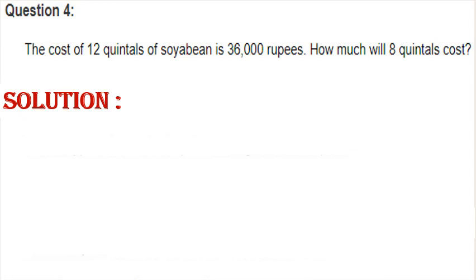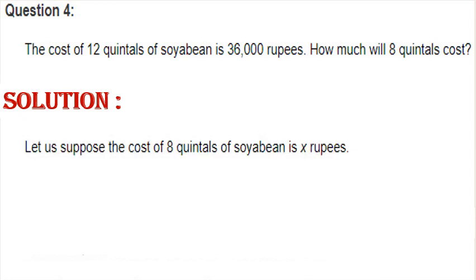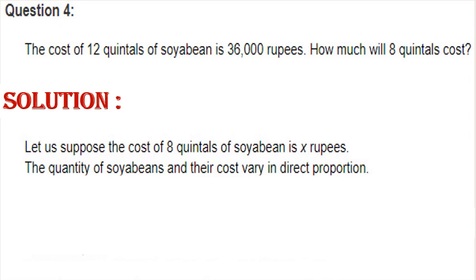If the quantity of soya bean in quintals increases, the cost will increase. If the quintals decrease, the cost will decrease. So they are directly related. So let us suppose the cost of 8 quintals of soya bean be X rupees. The quantity of soya bean and their cost vary in direct proportion. So they both have a direct relationship, okay? They are directly proportionate.